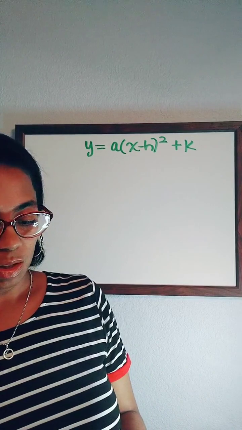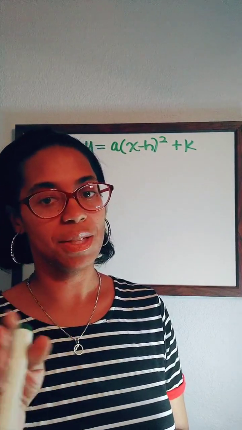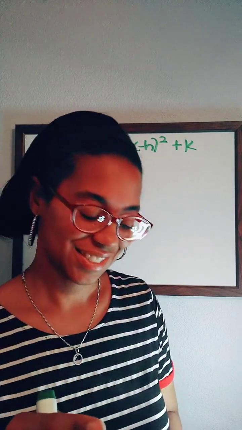Let's do something with, remember, if it's H and K, it's going to be the vertex form. But if it's A, B, C, girl, I be telling people like, get on.